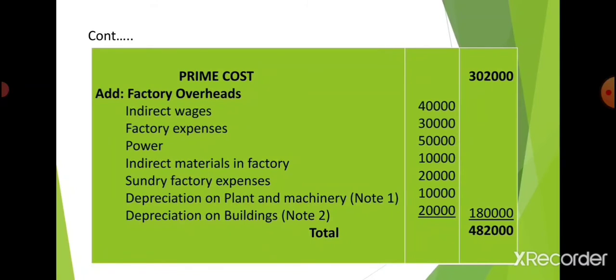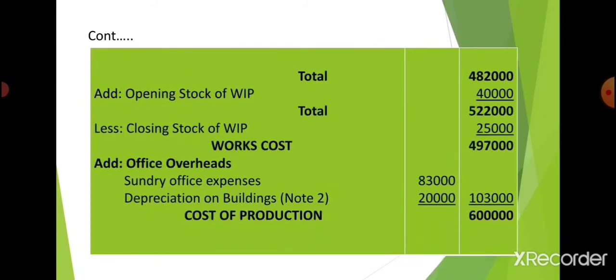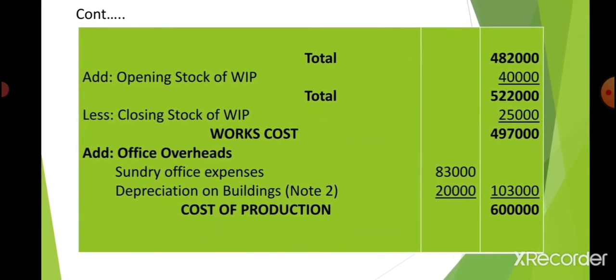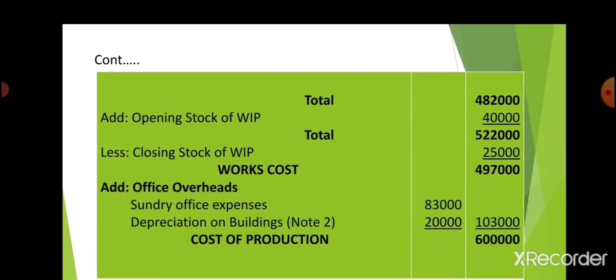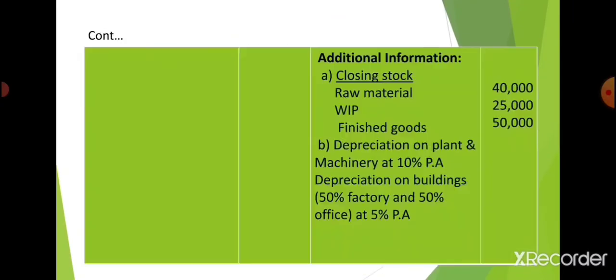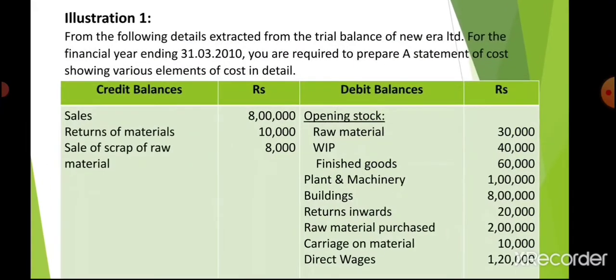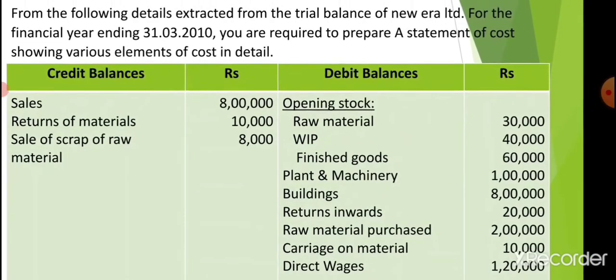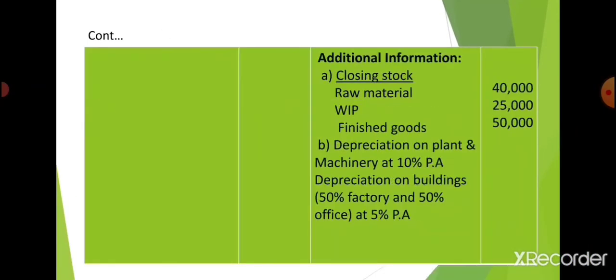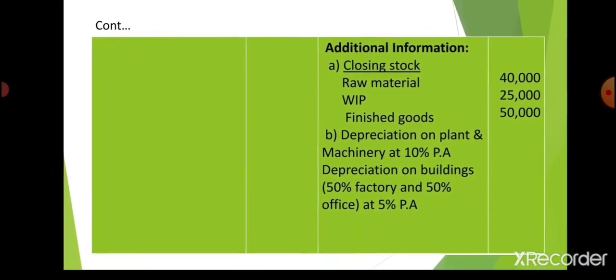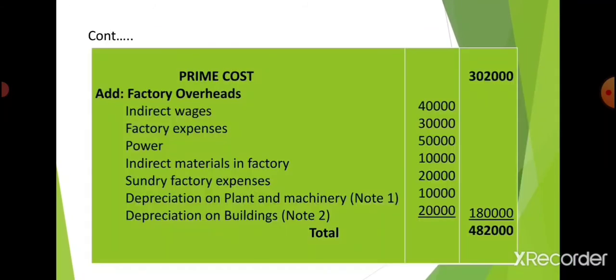So to this we have to make adjustments of work in progress. Before considering it as a works cost, we have to adjust the work in progress. So total it is 4,82,000. For this we have to add the opening stock of work in progress. The opening work in progress given here is 40,000, and then closing work in progress 25,000. So we have to adjust here only.